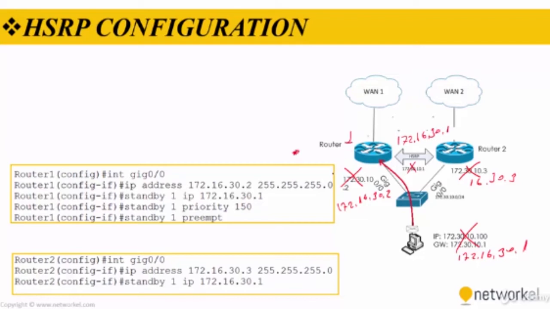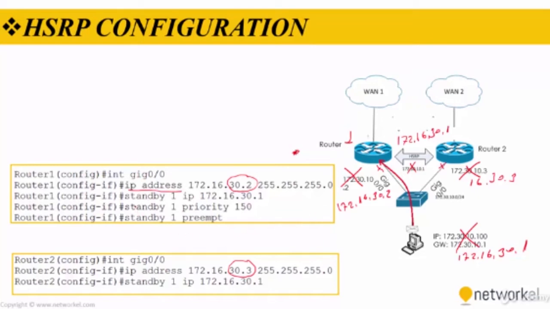What I do in the configuration is I'm going under the interface mode and I'm assigning the IP addresses 30.2 and 30.3 to the physical interfaces. These are for here and for here.